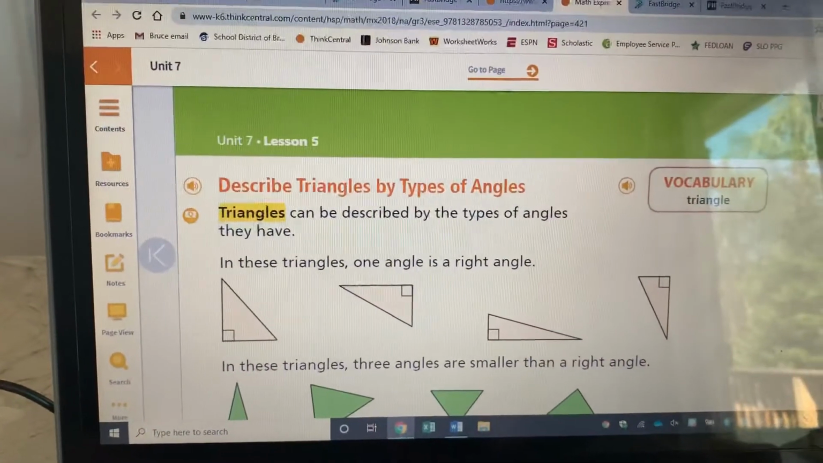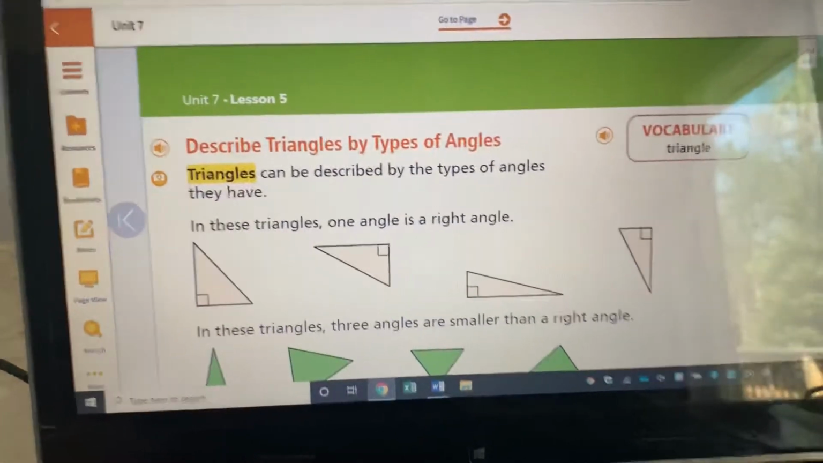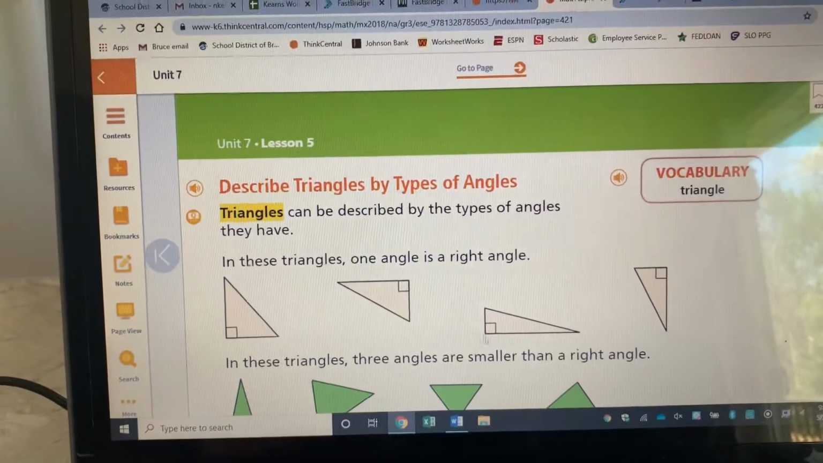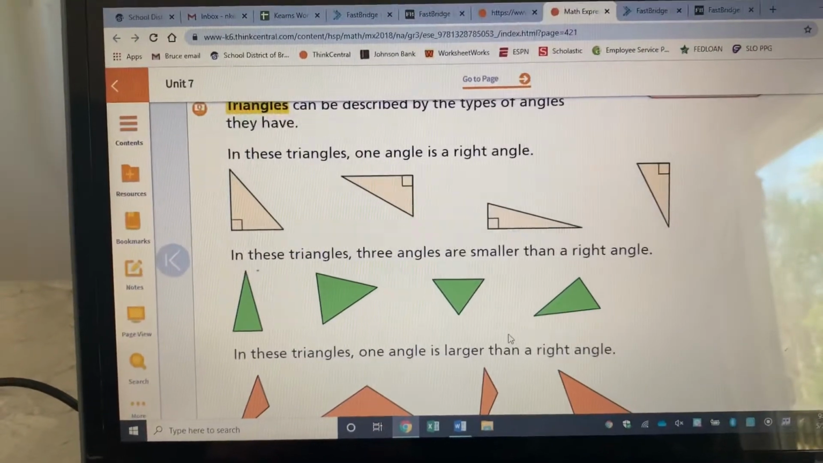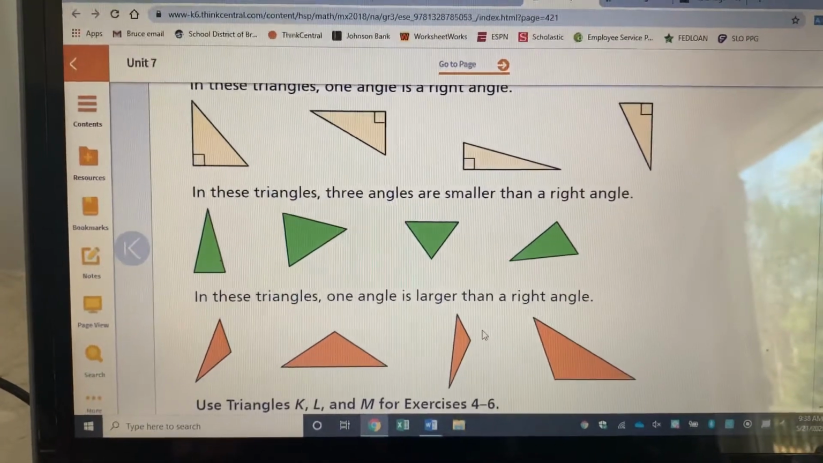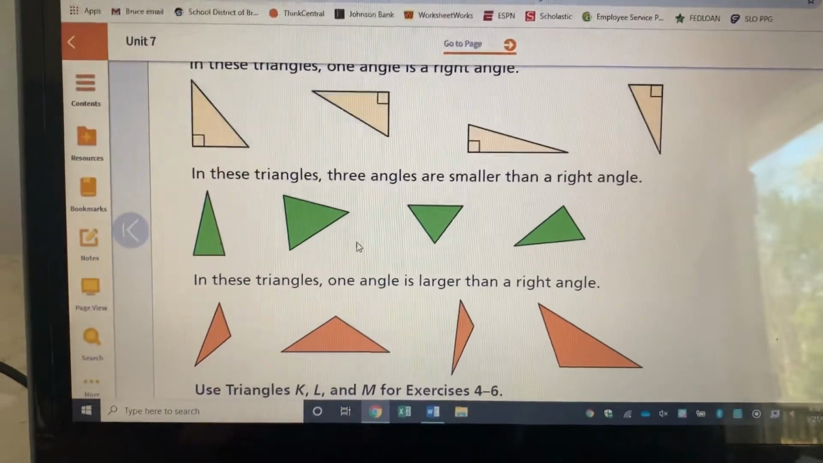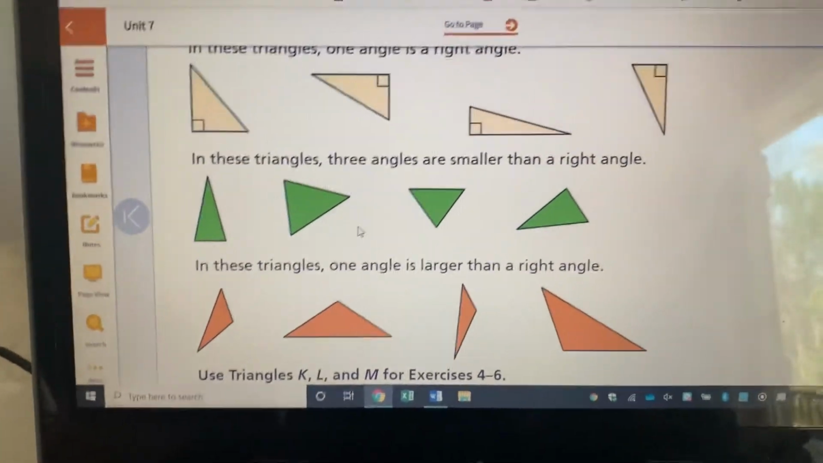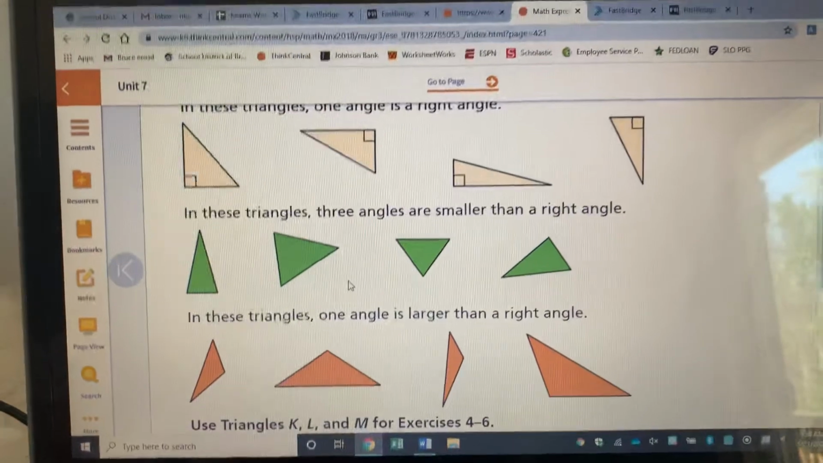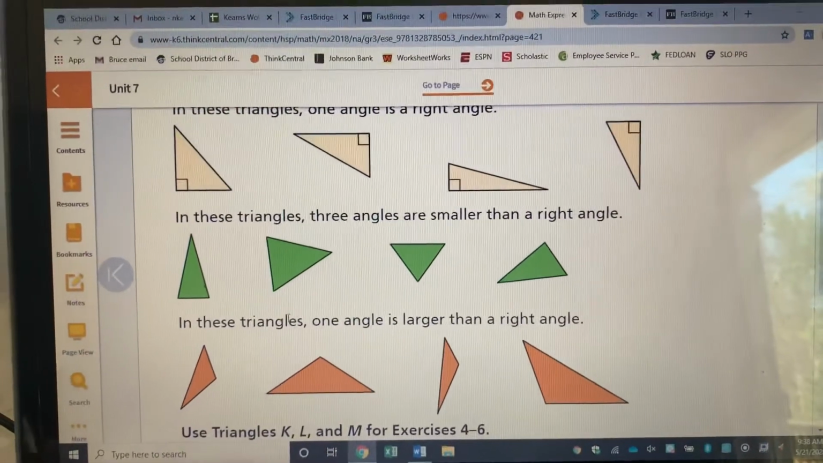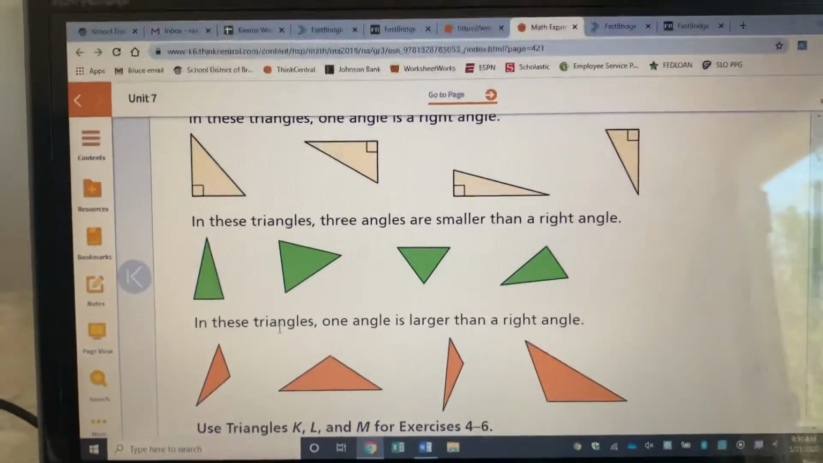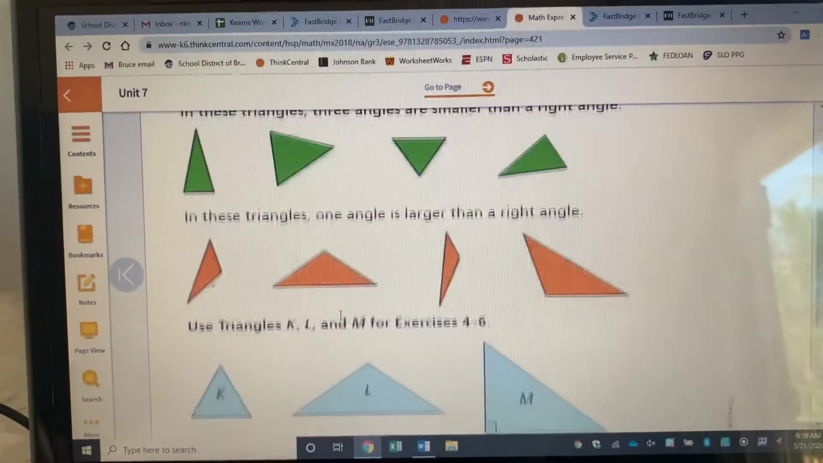All right, so describing triangles by the types of angles. So these are all right triangles because they have a right angle. If a triangle has one right angle, it's a right triangle. That's all we need to know about that. It has three sides, it's a triangle. It has a right angle, it's a right triangle. All these triangles, three angles are smaller than a right angle. That makes them an acute triangle. And for this one, they all have one that is larger. That makes it an obtuse triangle.